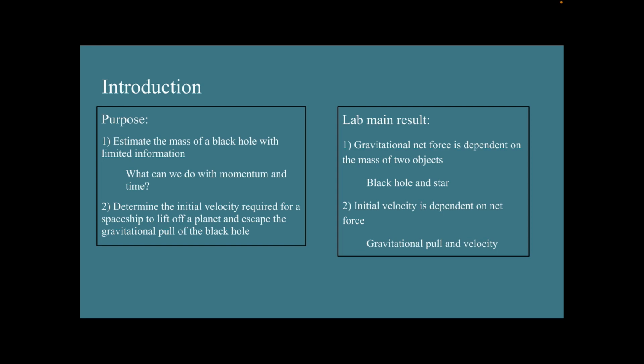The main result we will learn by the end of this video is 1. Gravitational net force is dependent on the mass of two objects, and 2. We will also learn that initial velocity is dependent on the net force.